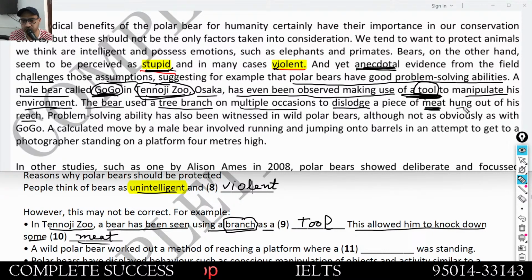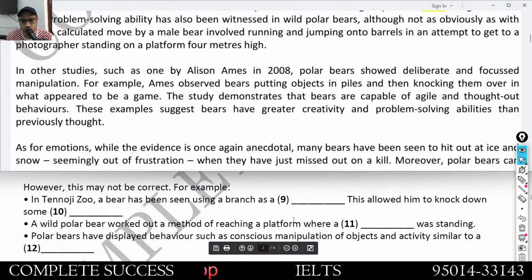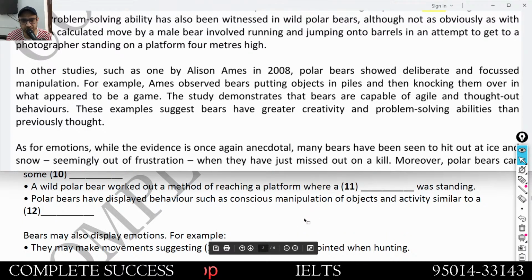Knock down means dislodge. So this can be the synonym for knock down. So it means to remove. Knock down means to throw down, to make fall, the meat that was hung out of his reach, so he brought it down. So that could be a piece of meat, can be some meat. Now the answer is violent, tool and meat. Now we are left with three more questions.